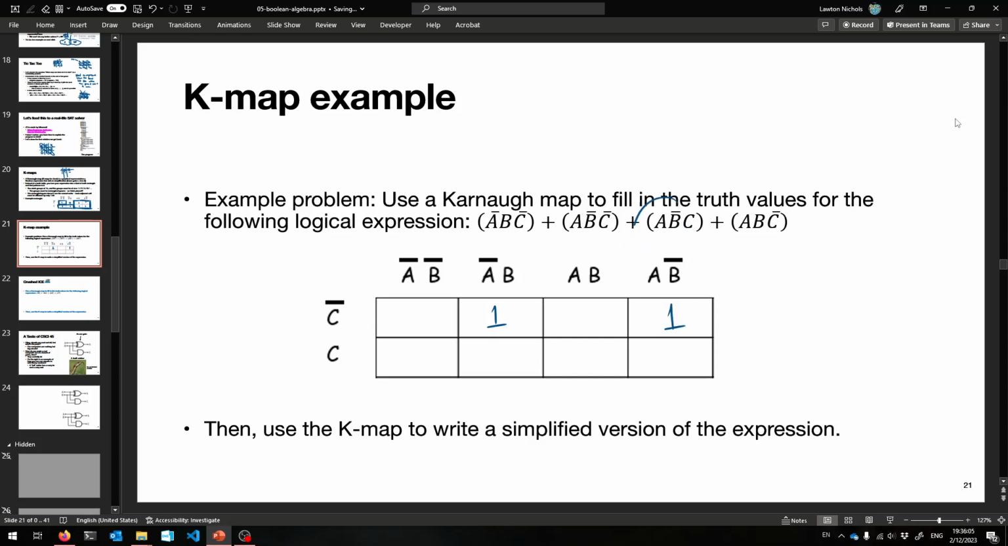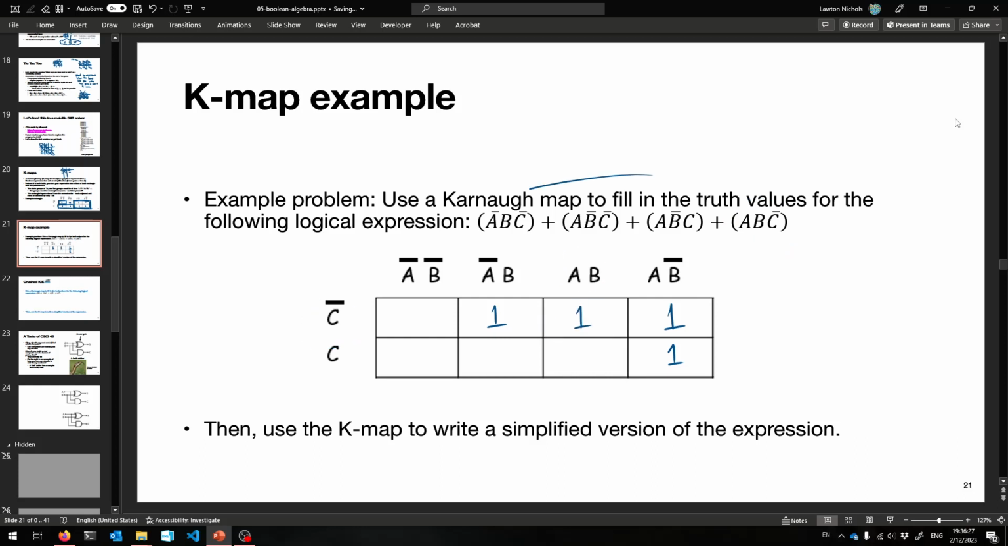That's a 1. And then this one, what's it saying? It's true when A is true, B is false, and C is true. So they're here. And then A is true, B is false. Oh, sorry, not that one, but this one. So there's a 1 there. And then finally, we have a 1 when A is true, B is true. So that's this one. And then C is false. So this one. So that's where I put a 1.